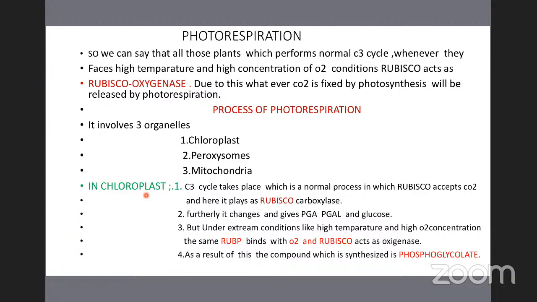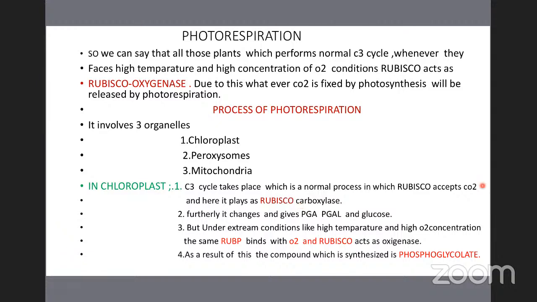In chloroplast, the C3 cycle takes place, which is a normal process, in which Rubisco accepts CO2, and here it plays the role of Rubisco carboxylase or RuBP carboxylase. That means in prior slides we observed the C3 cycle in which Rubisco acts as carboxylase. Why? Because in the C3 cycle CO2 is accepted.